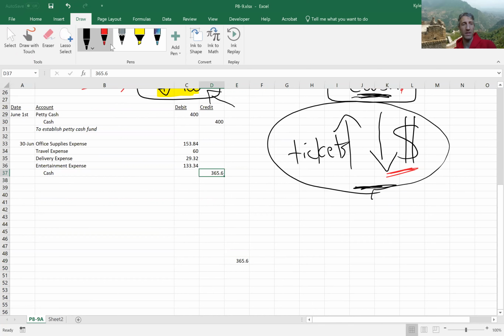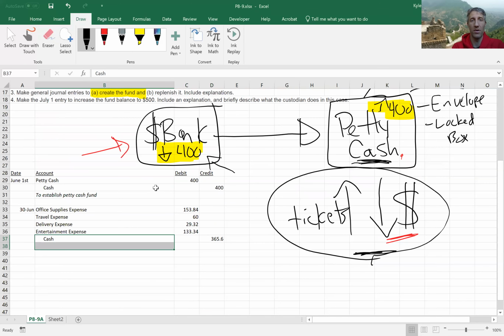Now, you might be thinking at this point, well, we're done because I've gone to the bank. Now, I decreased the bank by, what was it, 365.6, and that physically went into petty cash. They put that money back into petty cash to put the target balance back up to 400. So 365.6.